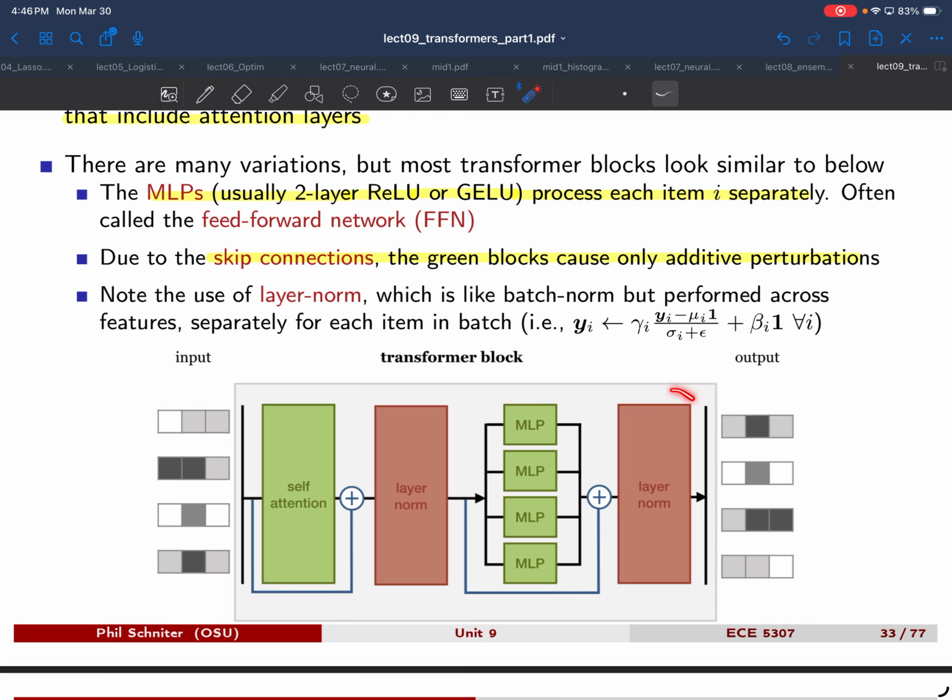And then there's another layer norm at the output of the MLPs. And then this is one transformer block. So this is what happens to get one refinement of your X sequence to get your Y sequence. It's attention followed by MLPs. The MLPs also have a skip layer. So maybe they do nothing. If they do something, it's just like a refinement of what came in. Okay.